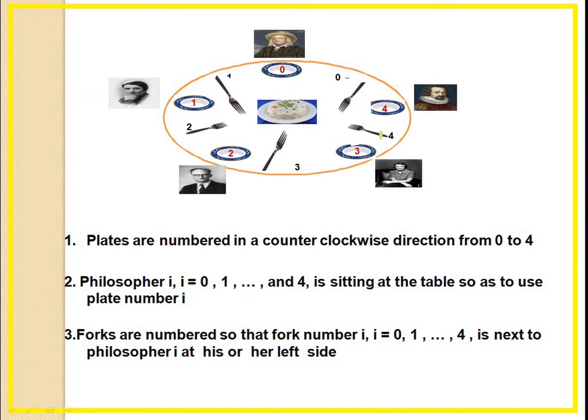Here, for each philosopher there is one plate and one fork available. The plates are numbered counterclockwise: 0, 1, 2, 3, 4. Similarly, the forks are also numbered 0, 1, 2, 3, 4, and the philosophers are also 0, 1, 2, 3, 4.